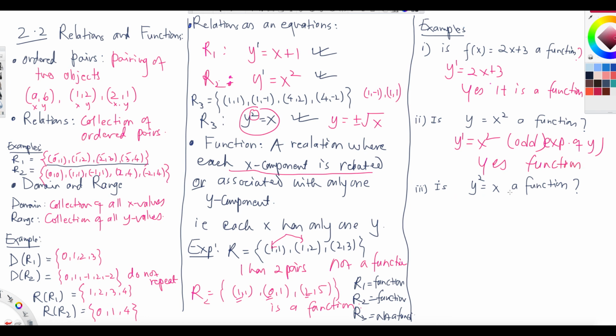How about this one? Is it a function? The answer is no. Because y has an even exponent.